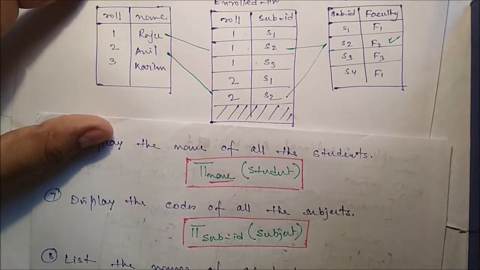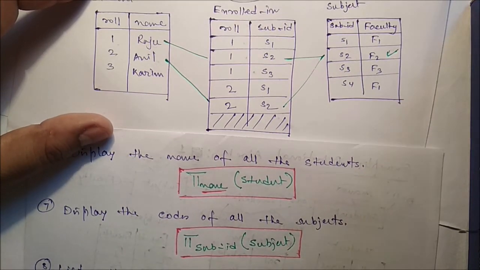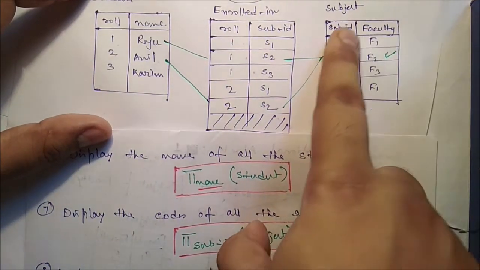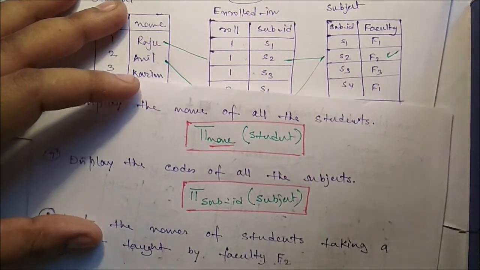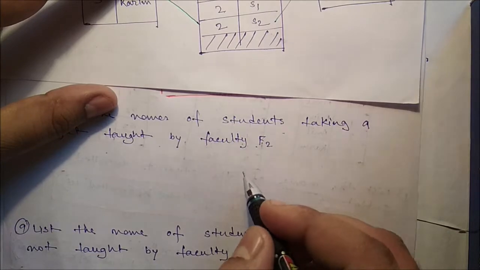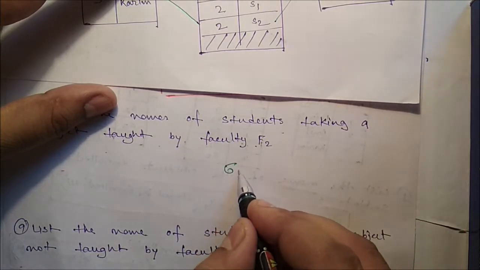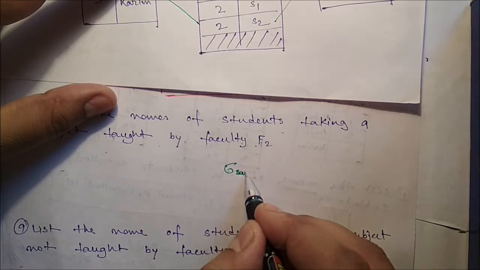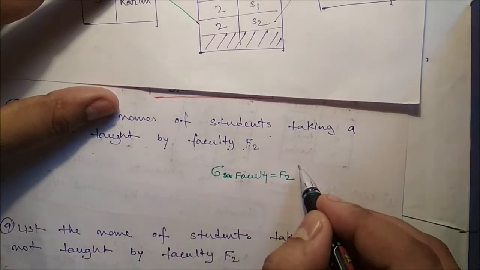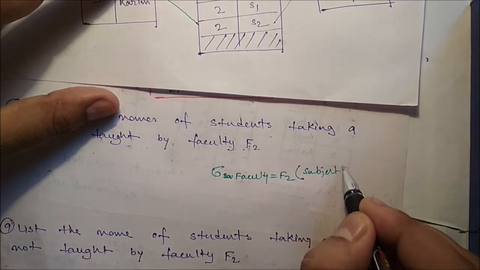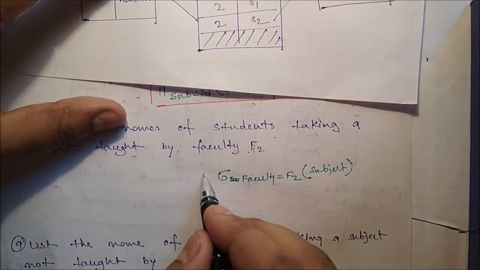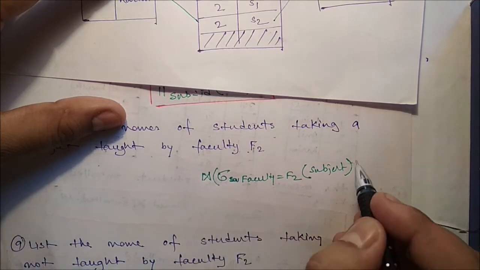List the name of students taking the subject taught by faculty F2. Now we can merge these two tables. So first of all identify the subject ID taught by the faculty F2. If you write this, we can identify the subject ID taught by the faculty F2, and we have to join this with the enrolled table.